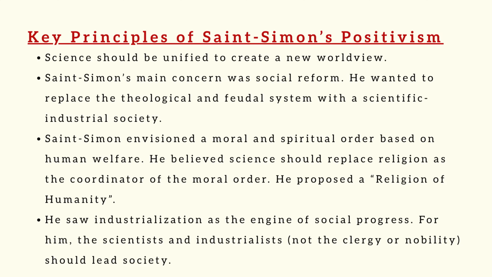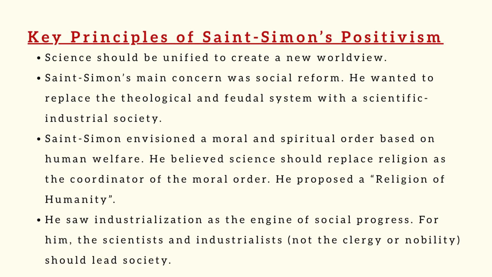Saint-Simon saw how the theological and feudal systems controlled by priests and nobles had kept society stagnant and unequal. So, he proposed something radically new. Society should be reorganized not around religion or monarchy but around science and industry. In other words, he wanted to replace the theological feudal order with a scientific industrial order, a new kind of society guided by rational thinking, productive work, and pursuit of progress.